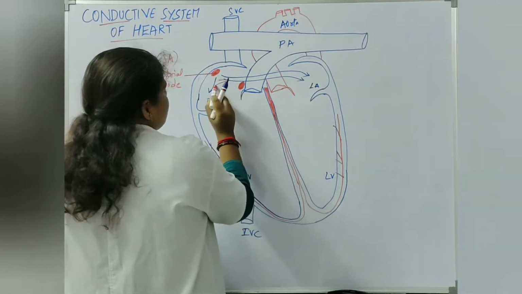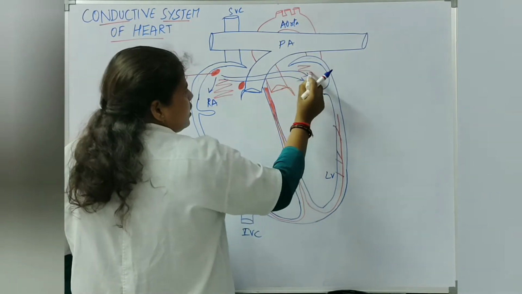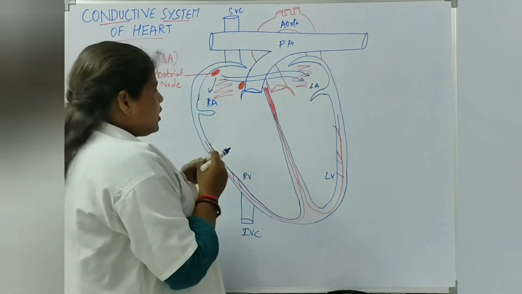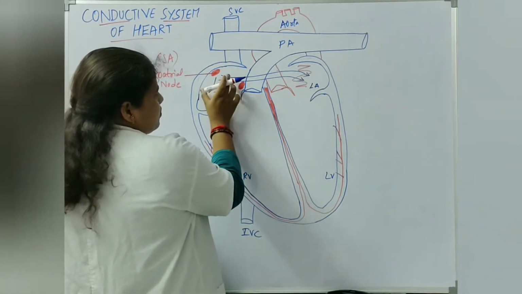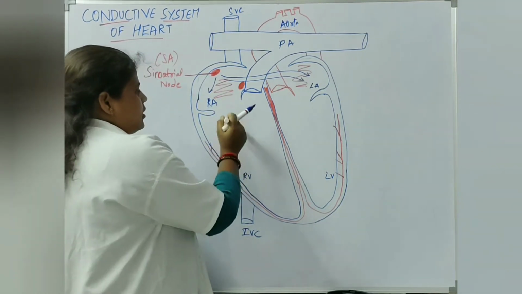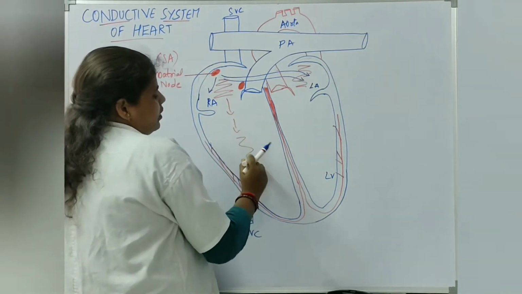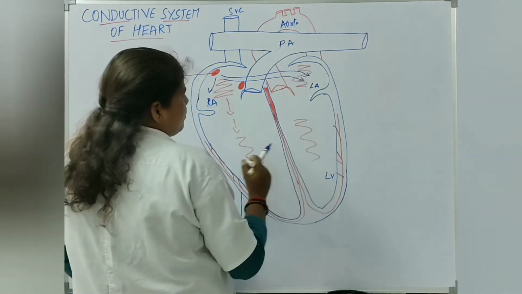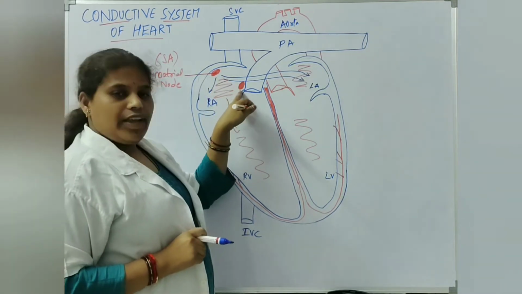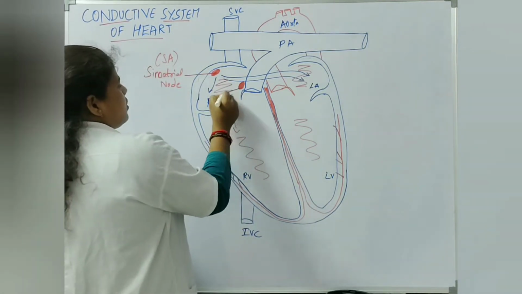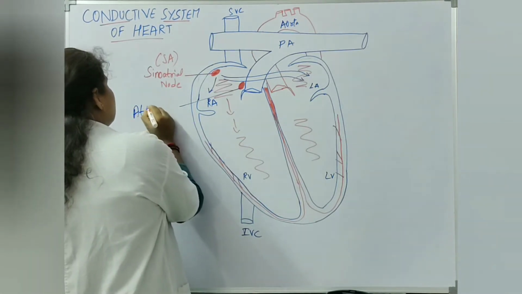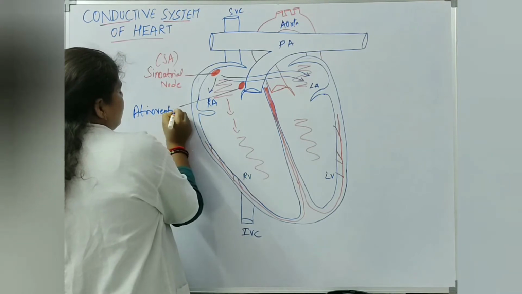When the atria are filled with blood, it sends signals to the atria to contract. When the contraction of the atria occurs, the blood flows to the ventricles. Then the signals are taken by the, sorry, not AV valves, the atrioventricular node. It is the atrioventricular node.